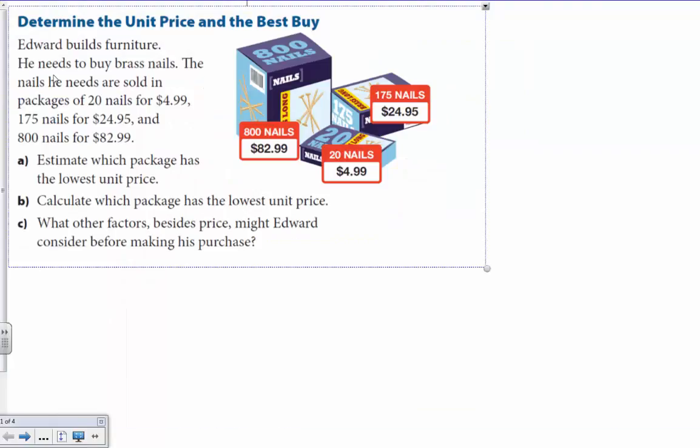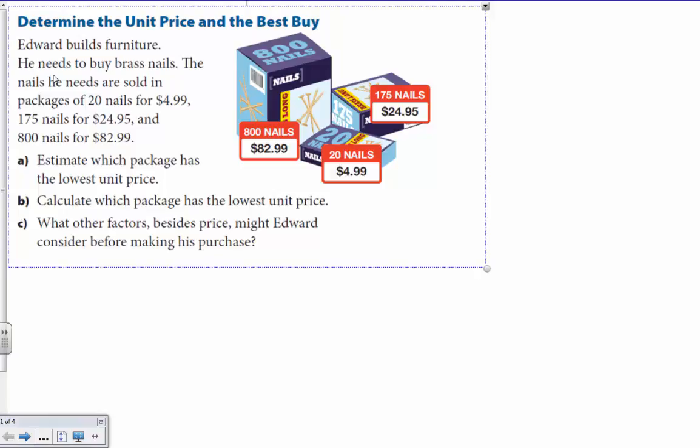Well, we're in the beginning of our finance unit. Now we're going to take a look at the first question here: determine the unit price and the best buy. So we get Edward, he's looking at buying some nails. And he's given three different options. He can get 800 nails for $82.99, 20 nails for $4.99, or 175 nails for $24.95. Now, our choices are, we have to estimate which package has the lowest unit price.